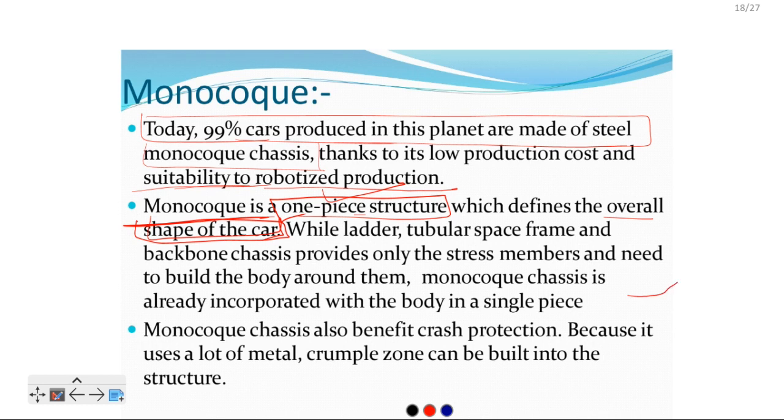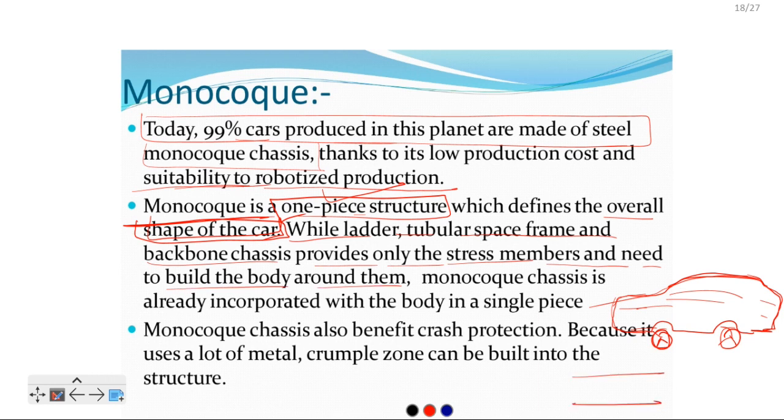ये ऐसे इसी तरीके से बन जाता है. See, even you can define the aerodynamic shape of the car with the help of this monocoque chassis. So that is not a big problem. While ladder and tubular space frame and backbone chassis provide only the stress members and you need to build the body around them. अभी जैसे आप मान लेते हैं ये हमारा सपोज लैडर फ्रेम है. अब ये तो सिर्फ फ्रेम ही फ्रेम है, इसके ऊपर हमें इसे कवर करने के लिए बनाना पड़ता है.